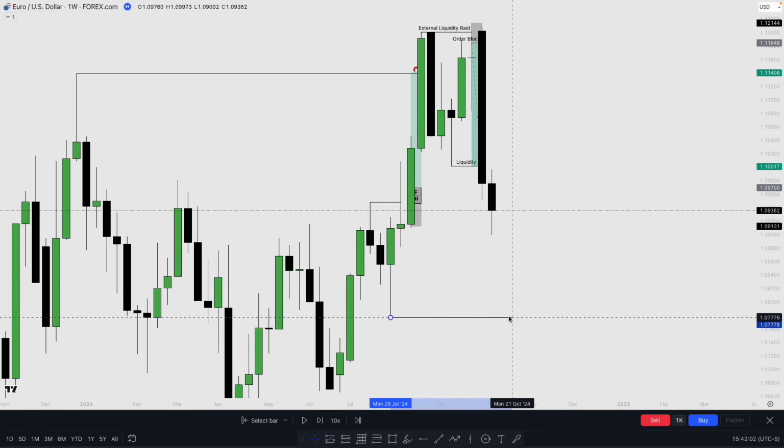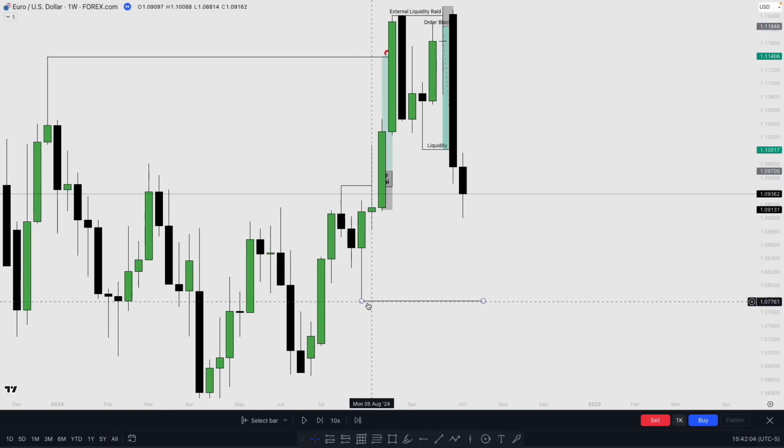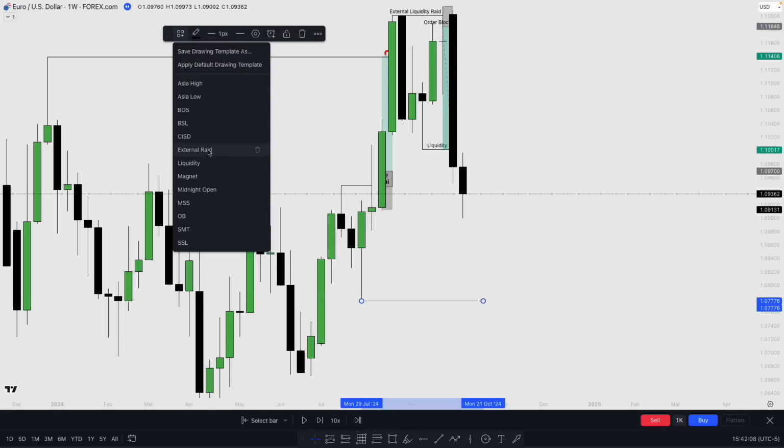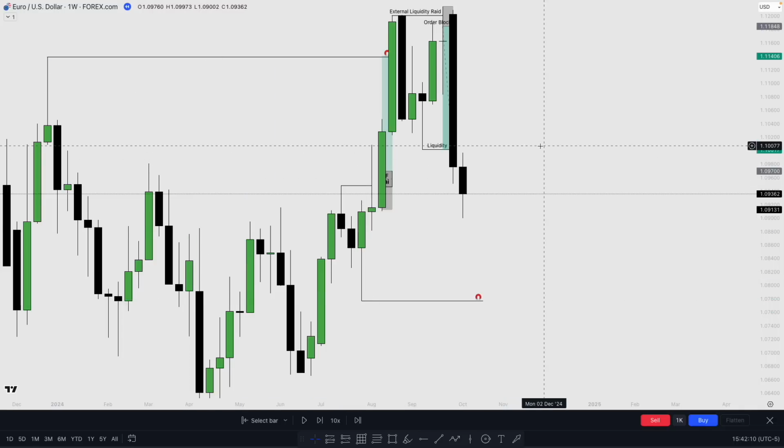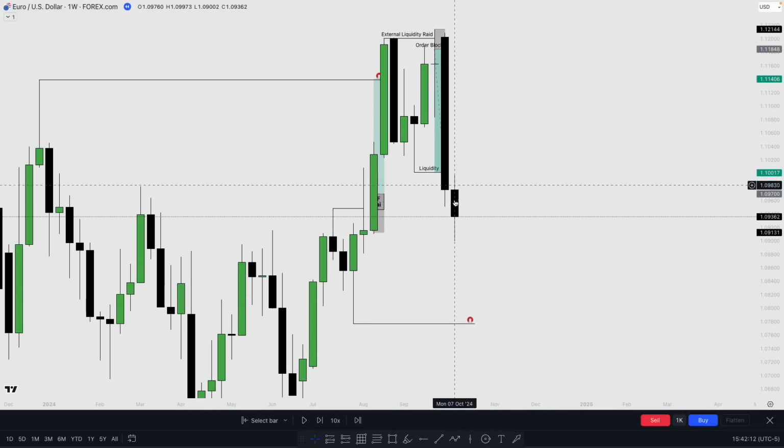The next sell side liquidity on the weekly time frame is going to be this unmitigated liquidity pool here. So this becomes my new draw on liquidity. So now I can go ahead and frame a sell trade until we hit this sell side liquidity pool. So from the weekly, we drop back to the 4-hour time frame.